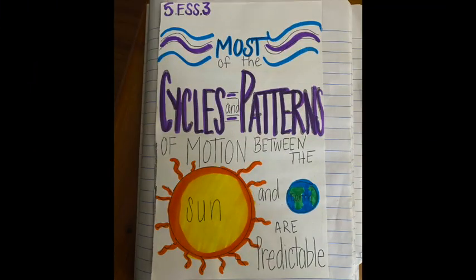Now that you've learned that most of the cycles and patterns of motion between the sun and Earth are predictable, get out there, make some models, and test it out. Just be careful not to get too dizzy.